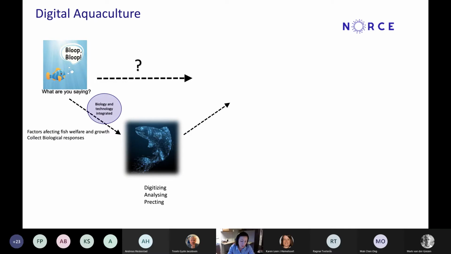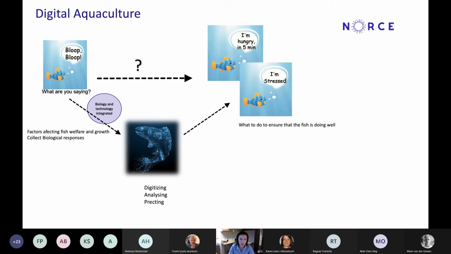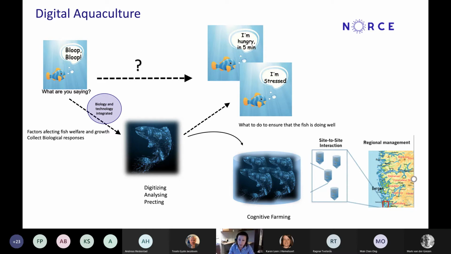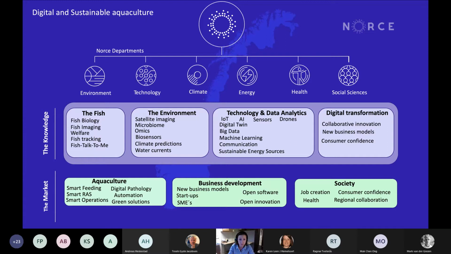So we can gain more knowledge about this by collecting several sets of data from the environment that affect the fish and putting this in context by digitizing, analyzing, and predicting, providing optimal conditions for this particular fish. And there you get it translated. This digital fish will enable cognitive farming, contributing to better welfare, optimized growth, better operational management, and sustainability, of course. Going even further, it will help in site-to-site interactions and at a regional management level, including disease outbreaks and so on.